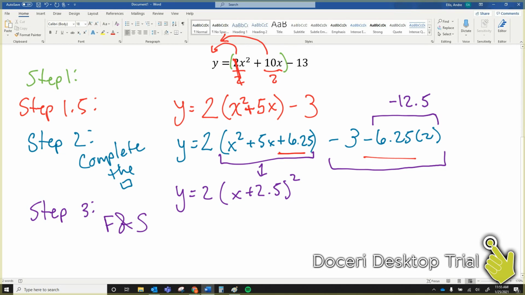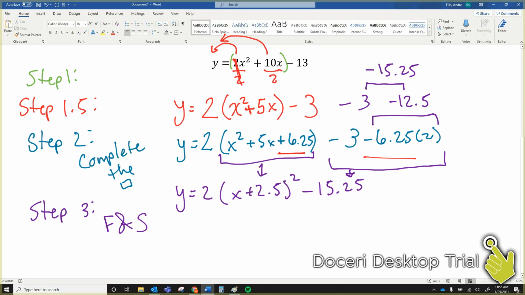I'm just using a calculator for this. I happen to remember it in my head. And then I have this negative 3 that it's supposed to be combining with right here. In total, this gives me negative 15.25. So minus 15.25 is what comes down here. And now we are once again in vertex form.